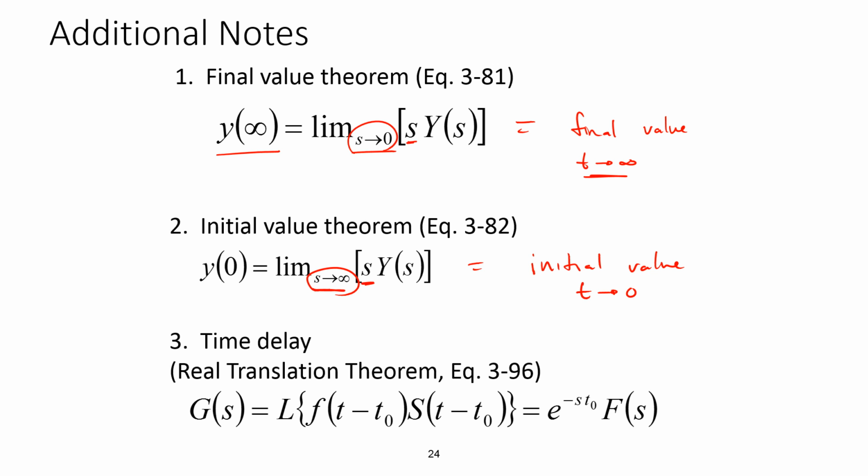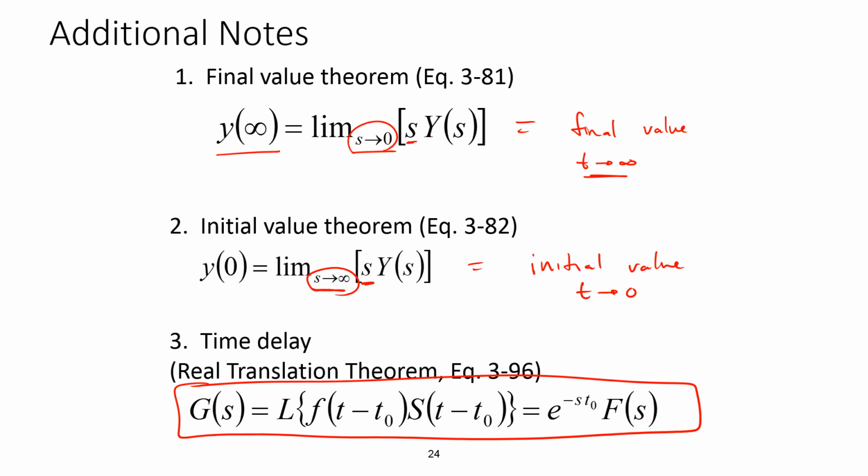Okay, the last one that I want to cover is the time delay. So this is a really important one. If you do have some time delay, you have this step function that I talked about earlier, but in the Laplace domain, it's just e to the negative s t naught. And we also use theta p in our process first order plus dead time model.